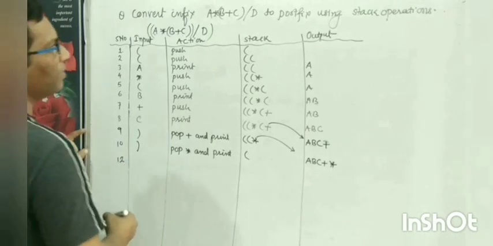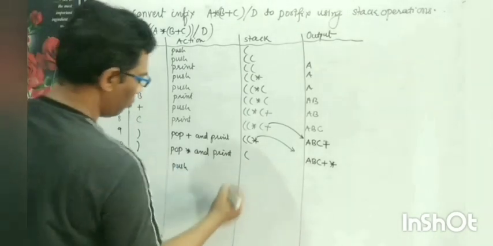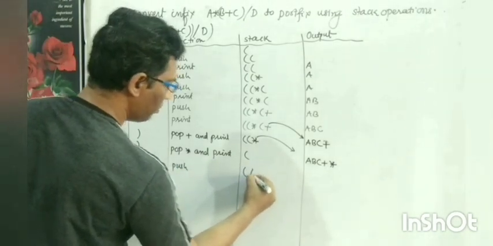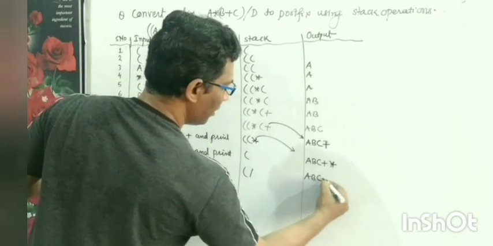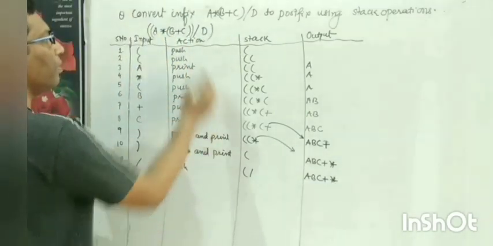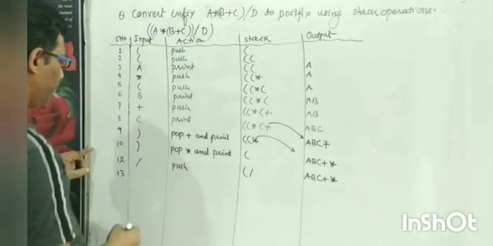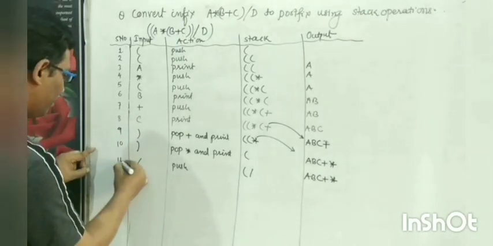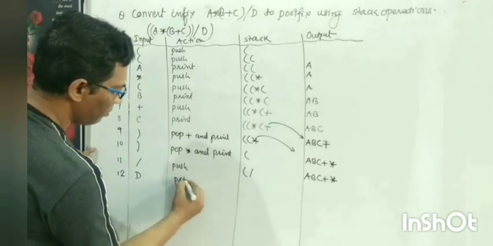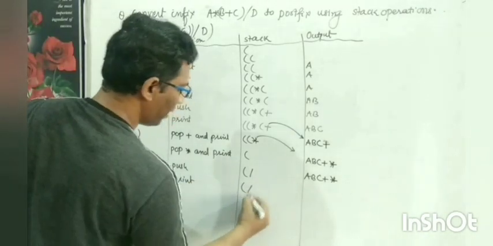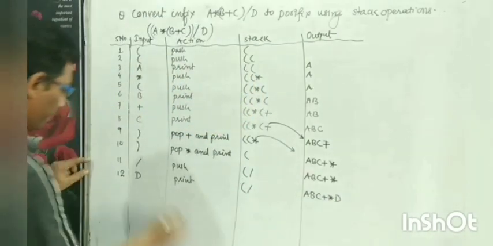Now in the eleventh step, we have an operator division. So push it to the stack. The stack becomes opening bracket and division. Output remains same, A, B, C plus into. In the twelfth step, we have a variable D. So we will print it to the output. Stack remains same and the output becomes A, B, C plus into D.